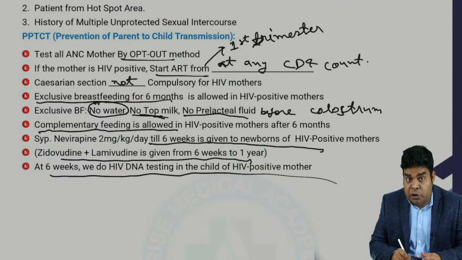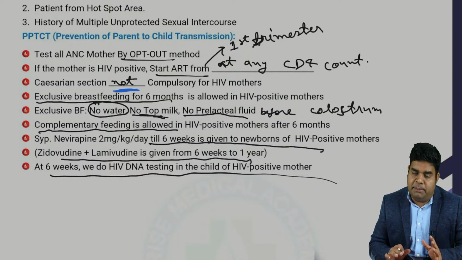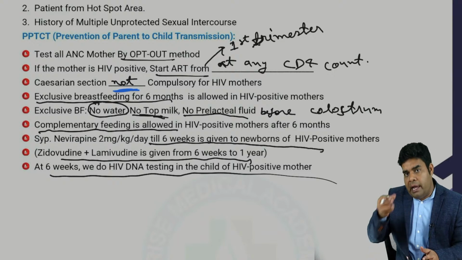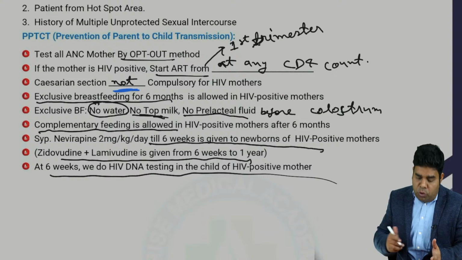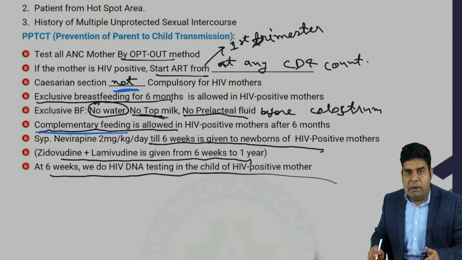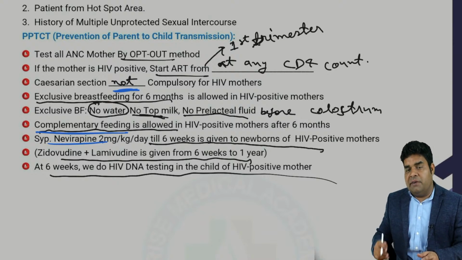Do we do cesarean section compulsorily? No, not compulsory. Do we allow breastfeeding? Answer is yes, till 6 months. Do we allow food along with breast milk after 6 months? That means, do we allow complementary feeding? Yes, we allow complementary feeding. And of course, we start nevirapine, 2 mg per kg, and give it till 6 weeks.